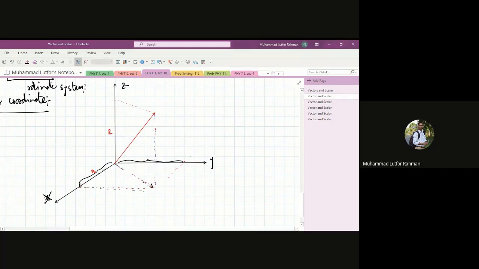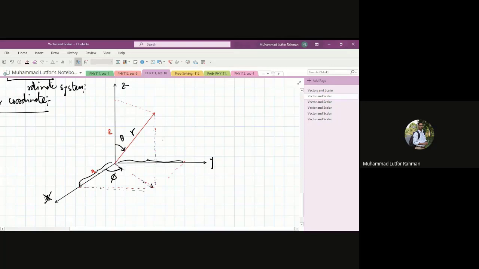Now, in the case of the spherical coordinate system, we express that length as r basically, and this is the angle we keep the same, which is actually that phi. And this is one more angle we introduce for this case, which is basically that theta. These are the variables in the spherical coordinate system.